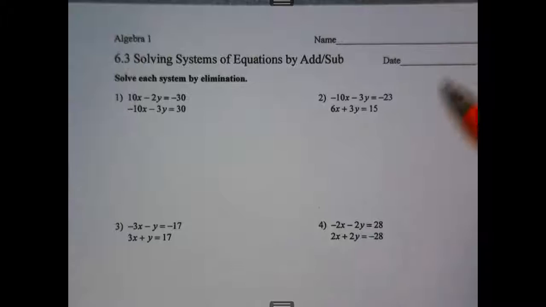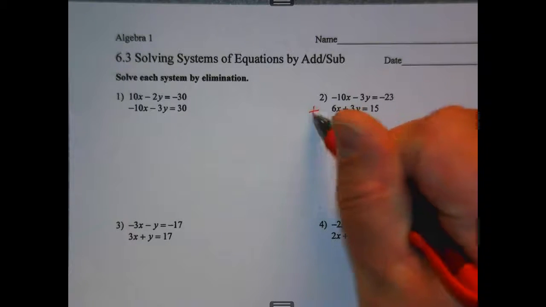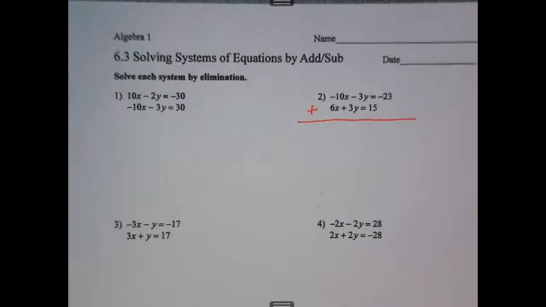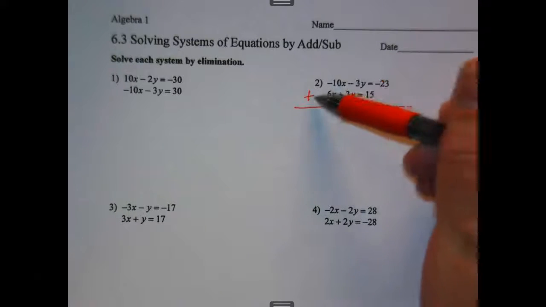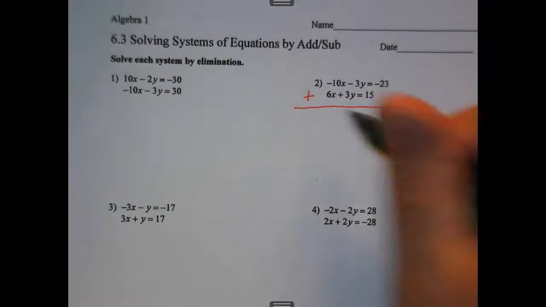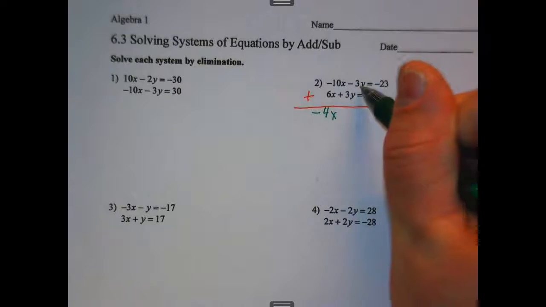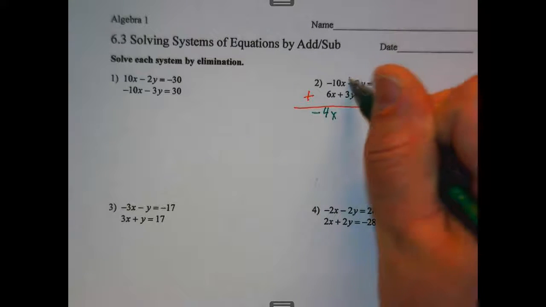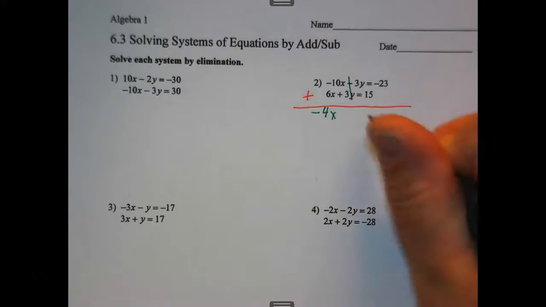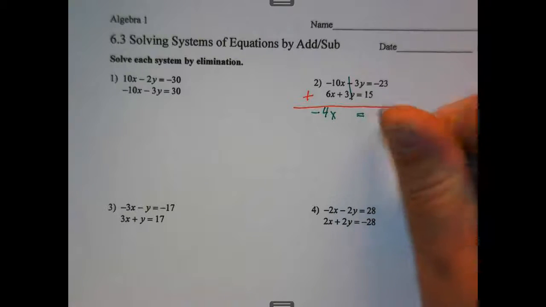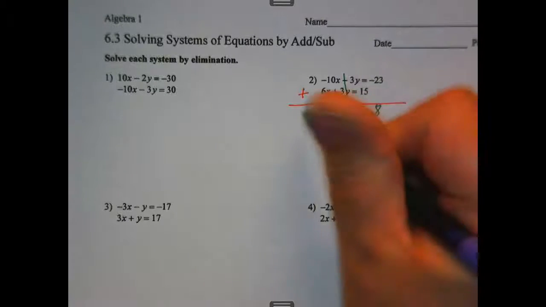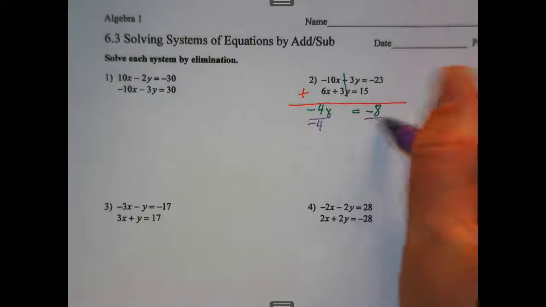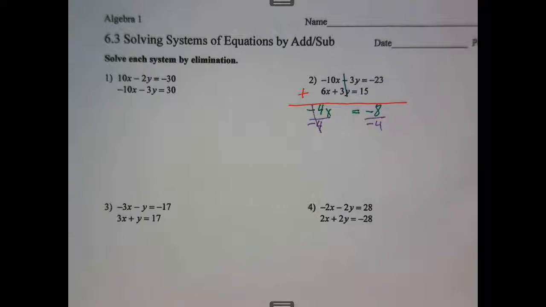Okay, for instance, number 2, you just add the equations together and you eliminated one of the variables. So negative 10x plus 6x is negative 4x. Negative 3y plus positive 3y actually eliminated to 0. And negative 23 plus 15 is negative 8. Then you solved for x. So divide both sides by the coefficient negative 4, x equals 2.